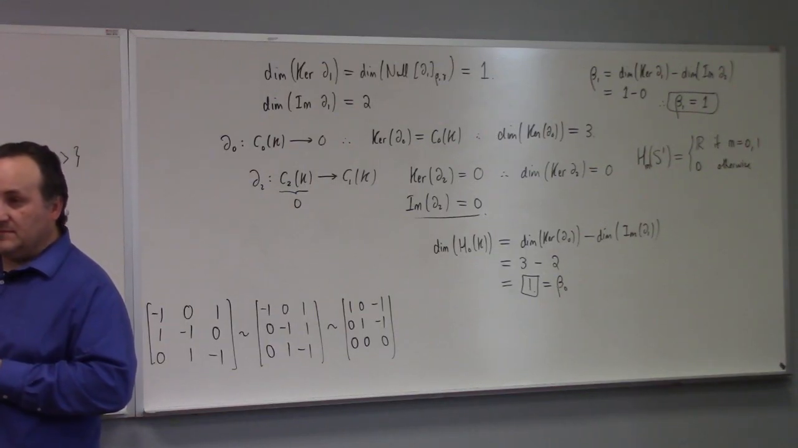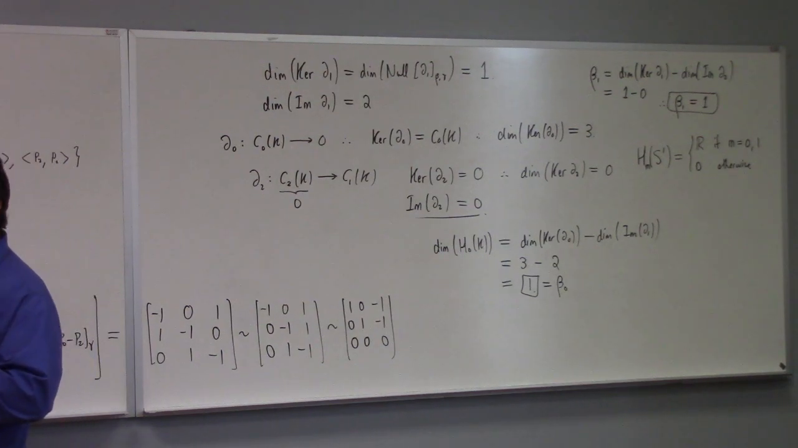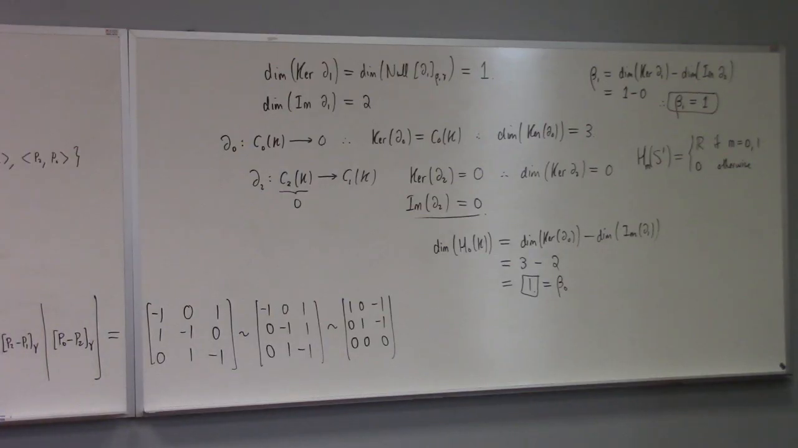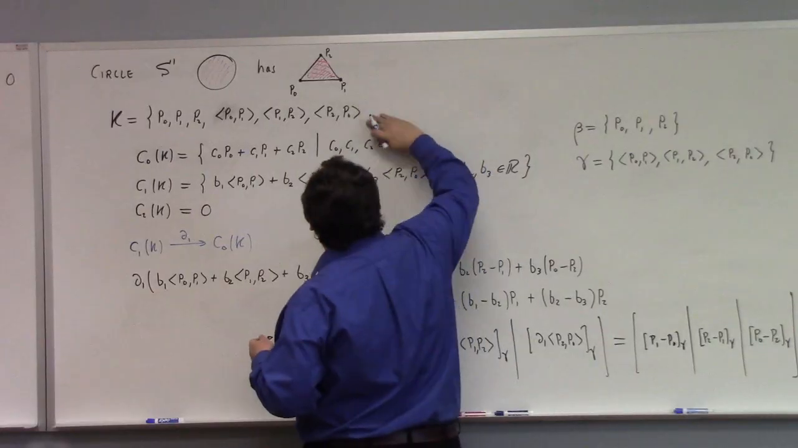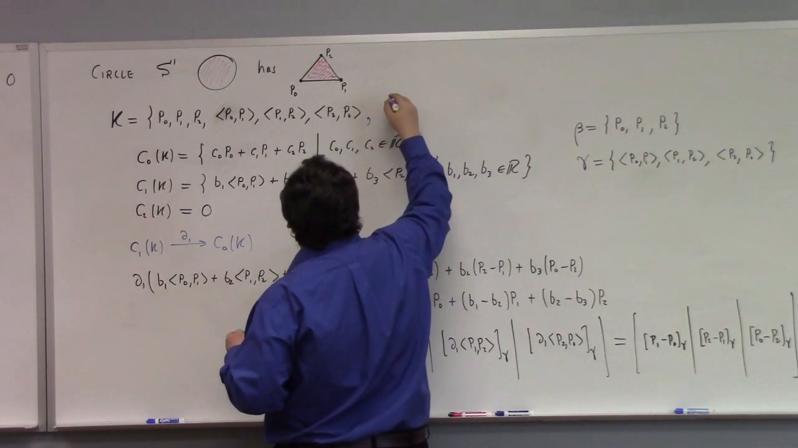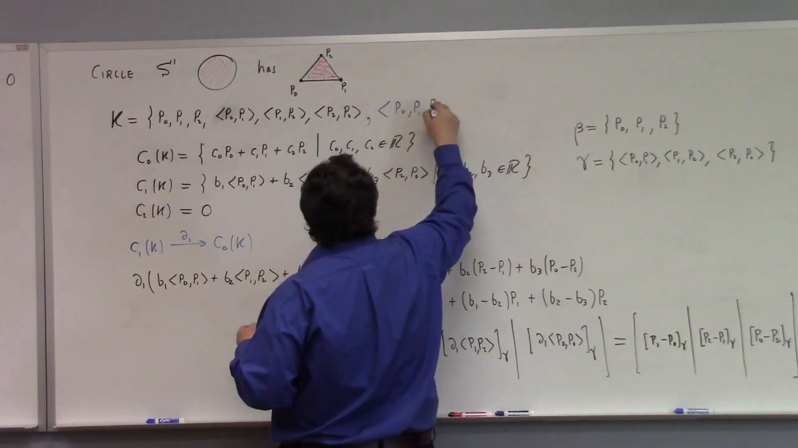Let's do the disk. So to do the disk, we simply shade in the circle. Now the solid triangle is the triangularization of the disk. And for our simplicial complex, we just throw in one more, namely P0, P1, P2, you see?